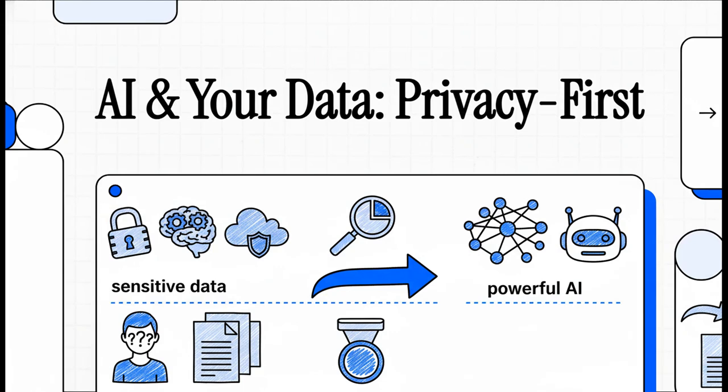Okay, so we all want powerful AI, right? Something that can sort through our data and just make our lives easier. But how do we get all that power without handing over our most sensitive, private information? Well, that's the big challenge we're tackling in this explainer.